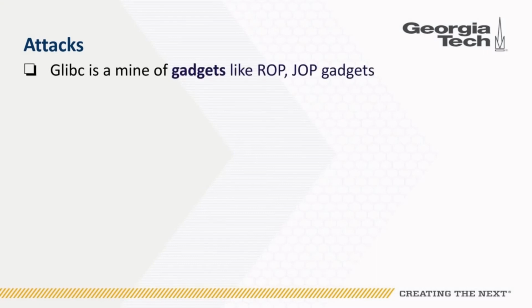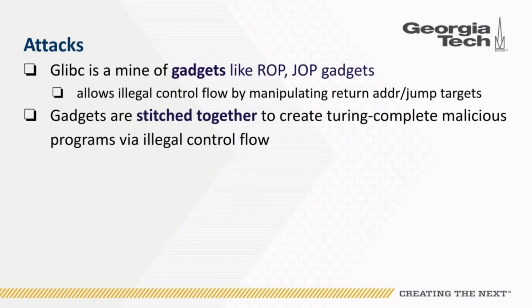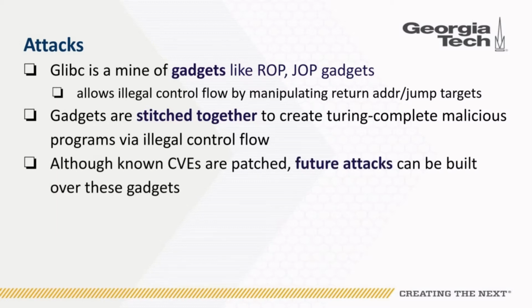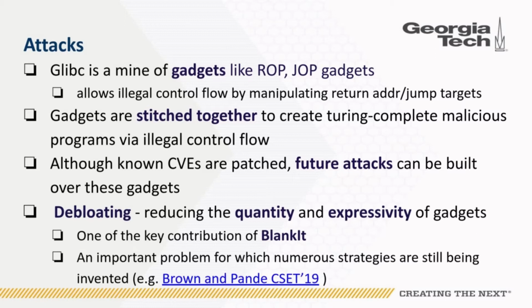Moreover, glibc is a mine of ROP-JOP gadgets that manipulate return address and jump targets, creating an illegal control flow. These gadgets can be stitched together to create semantically valid and Turing-complete malicious attacks. Although known vulnerabilities are patched and remedied, new future attacks can be built over these gadgets. Hence, reducing the quantity and expressiveness of such gadgets, in other words, the attack surface, especially for libraries like glibc, is one of the key contributions of BlankIt.